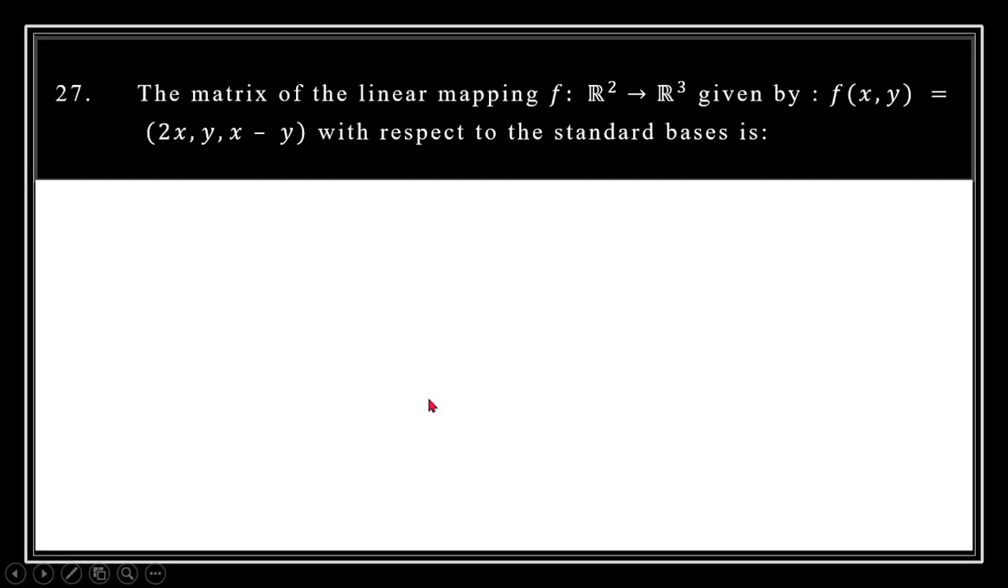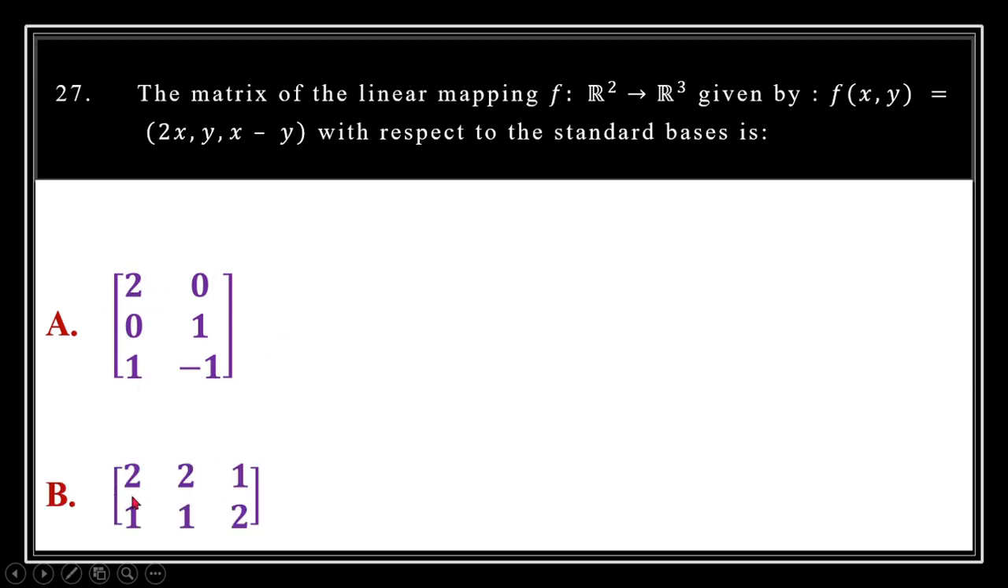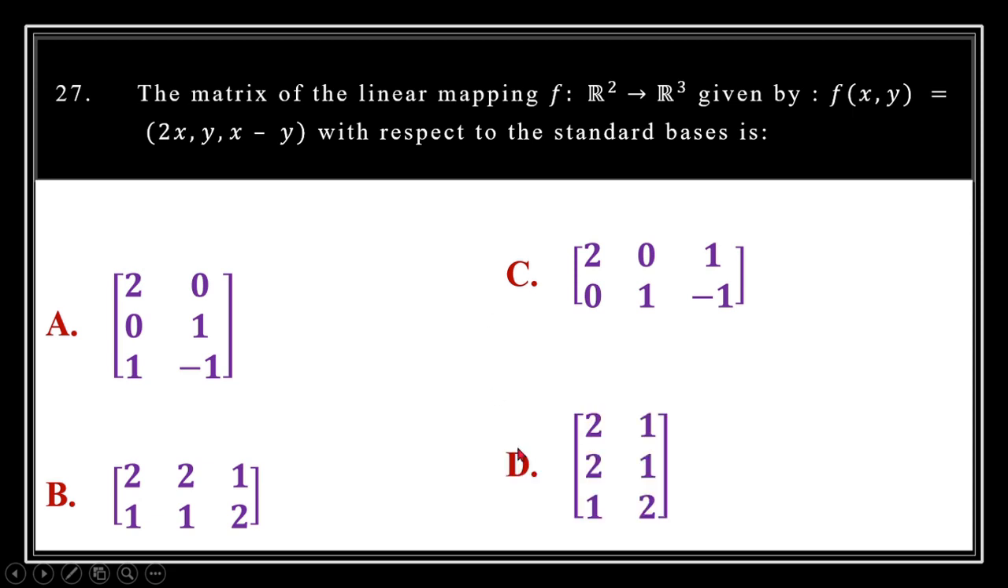Question 27. The matrix of the linear mapping f from R2 to R3 given by f of (x, y) is equal to (2x, y, x minus y) with respect to the standard basis is: option A is a 3 by 2 matrix 2 0 1, 0 1 minus 1. Option B is a 2 by 3 matrix 2 1 2, 1 1 2. Option C is a 2 by 3 matrix 2 0 0, 1 1 minus 1. And option D is a 3 by 2 matrix 2 2 1, 1 1 2.